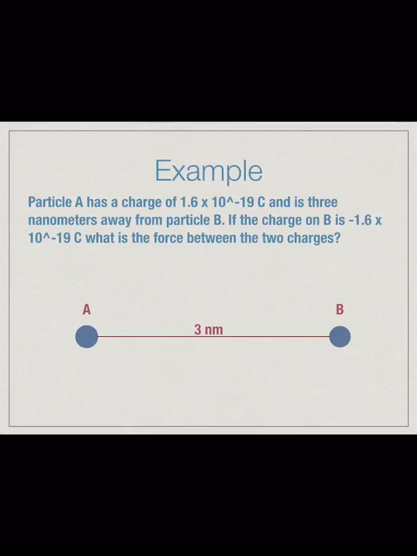Let's look at an example. Particle A has a charge of 1.6 times 10 to the negative 19 coulombs, and is 3 nanometers away from particle B. If the charge on B is negative 1.6 times 10 to the negative 19 coulombs, what is the force between the two charges? Here I have a picture of our example.